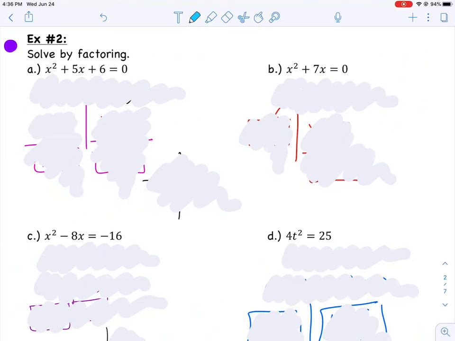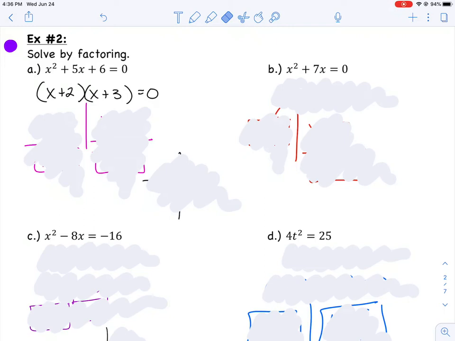Then let's look to see how many terms there are. In this one, I noticed that there's 3 terms. This is either going to be a basic factor or a bottoms up. This one's going to be a basic factor. So let's figure out what numbers multiply to 6 that add to give us 5. You should be able to factor this into 2 polynomials, x plus 2 and x plus 3.